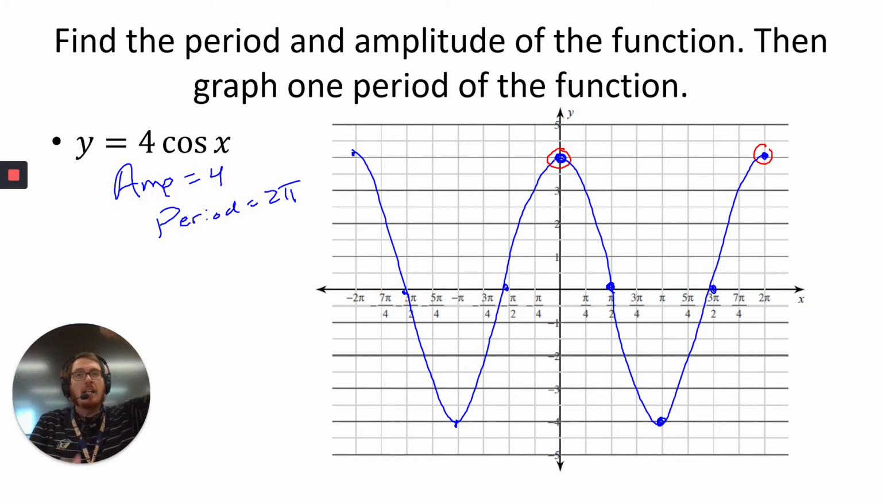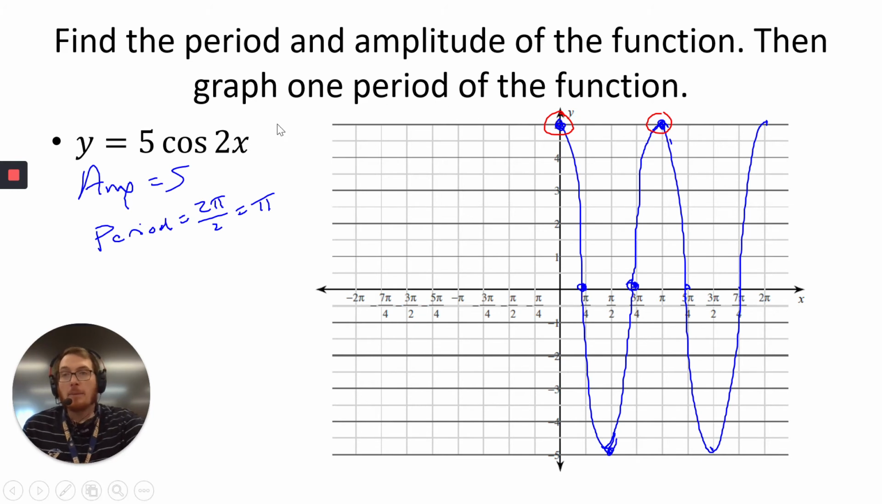But it's how wide the graph is from equilibrium. So if it's 4, you have to start at 4 rather than 5. Okay, so from equilibrium, I go up 4. The next spot would be back at 0, down 4, back at 0, up 4. But honestly, I would probably look at starting and ending spots first. So it starts here at 0, 4, and should end at 2 pi, 4, because the period is still 2 pi.